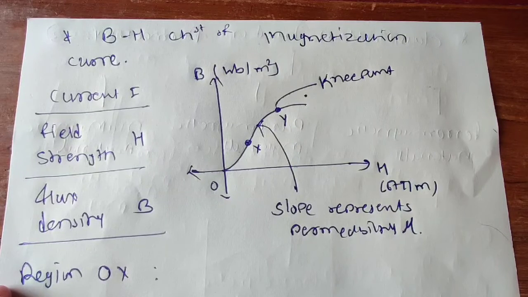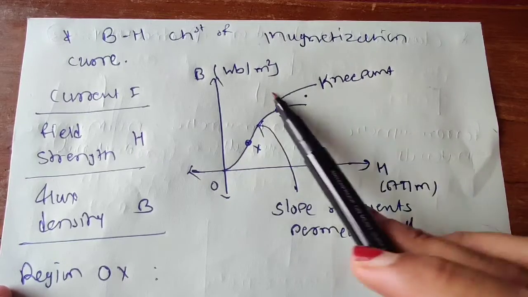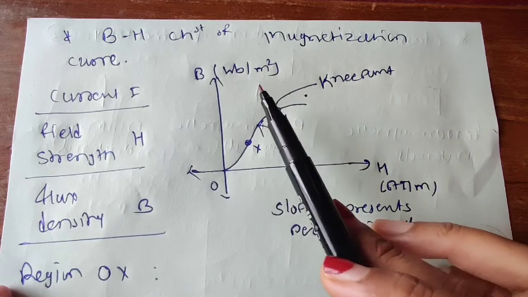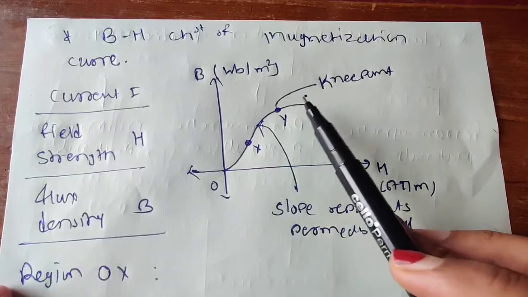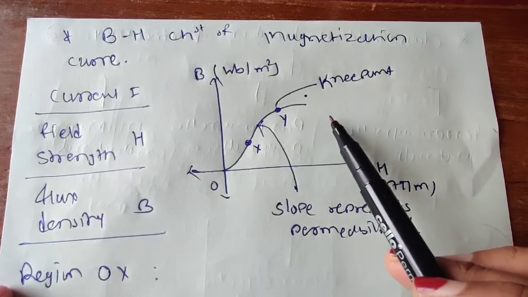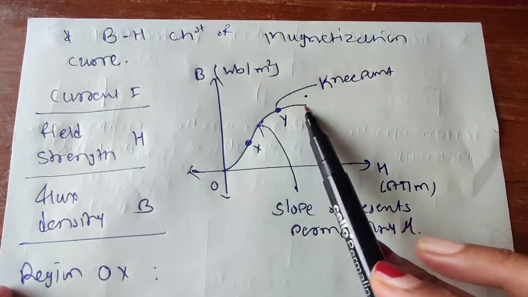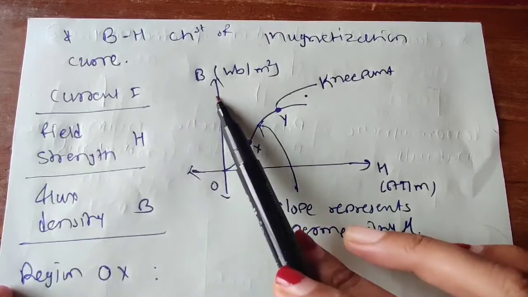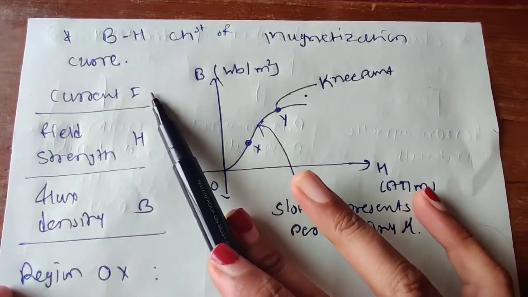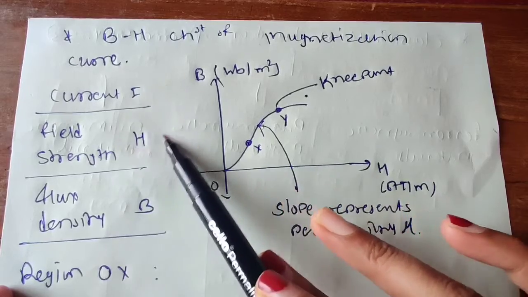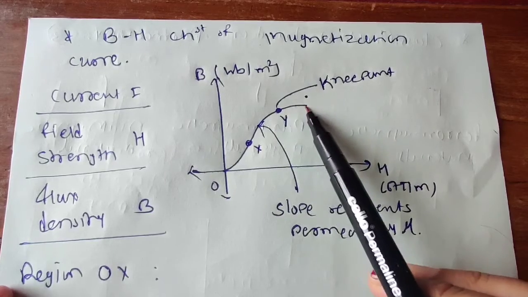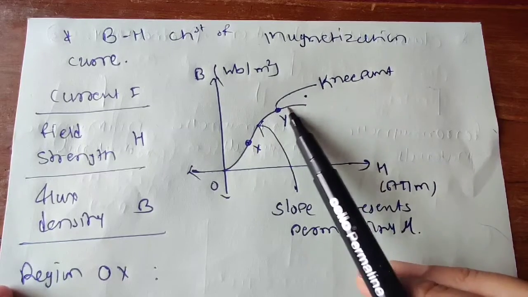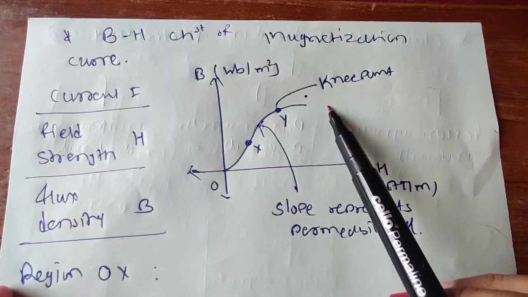That means even if we change the current I, there will be a change in H, but there is no change in B. So this is the important property that one needs to consider. I will repeat that. Beyond point Y, if we change the current I, then there will be a change in H, but there is no change in B. So your flux density remains the same while the magnetic field strength gets changed, and this is called the saturation region.